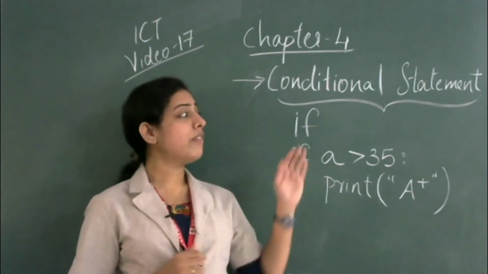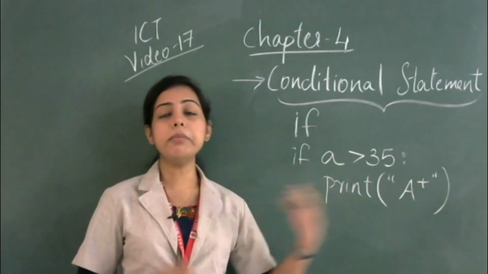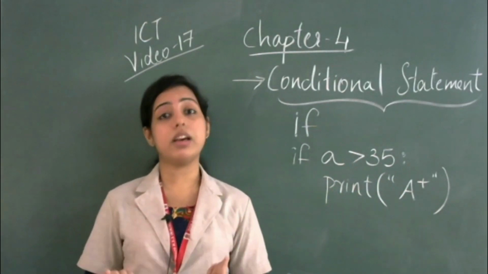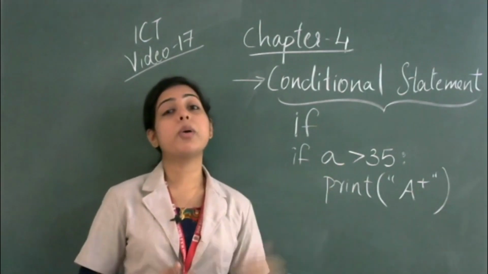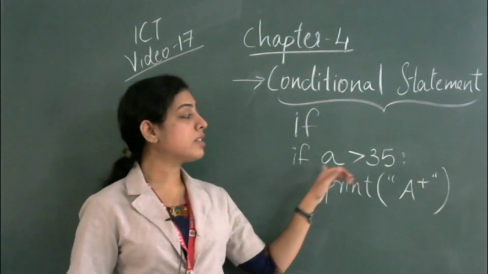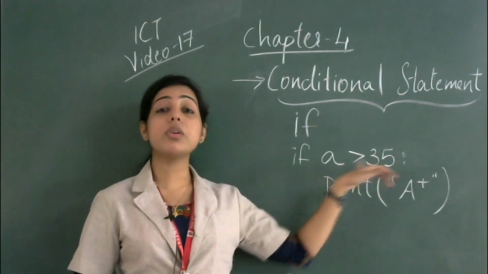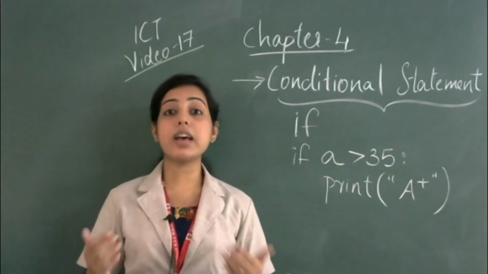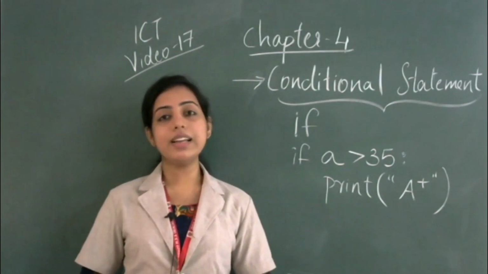So now we have done this program. If this condition is correct, then print some output. So what will occur if the condition is incorrect? If the condition is wrong, how do we give the programming instruction? Here you can see the condition is a greater than 35. If the entered score is less than 35, what will be our output? So we can use another conditional statement. That section will be discussed in our next class.